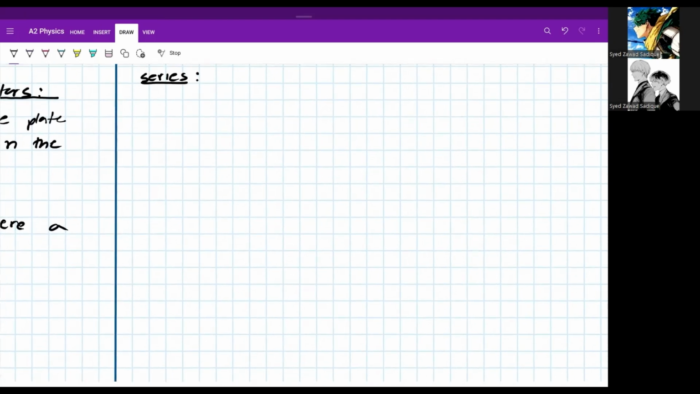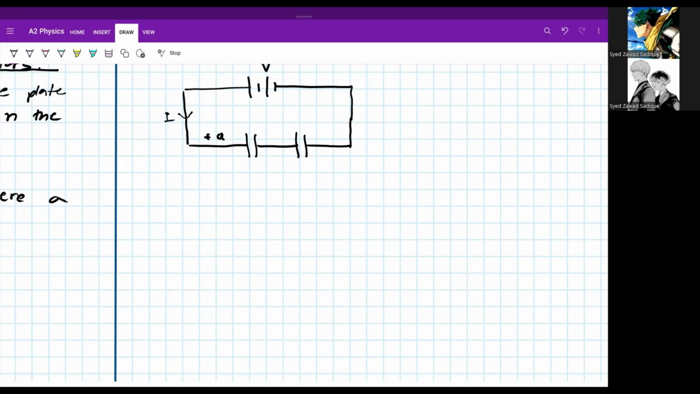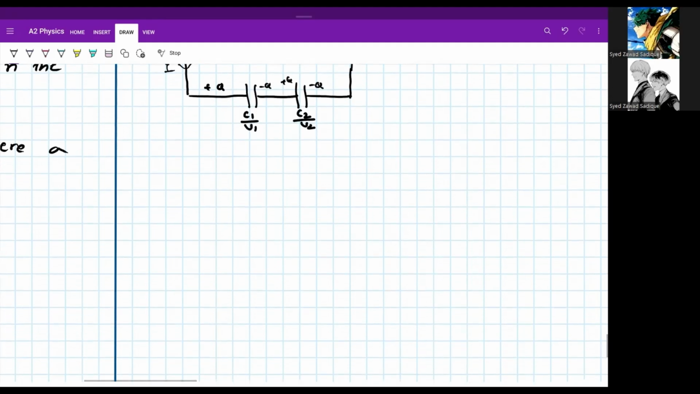Now if I draw this correctly, this is one capacitor, two capacitors. Okay, so this is voltage, current, plus Q, minus Q, plus Q, minus Q. This is C1 with V1, C2 with V2. We know in series, voltage is the sum of voltages, so V is equal to V1 plus V2.